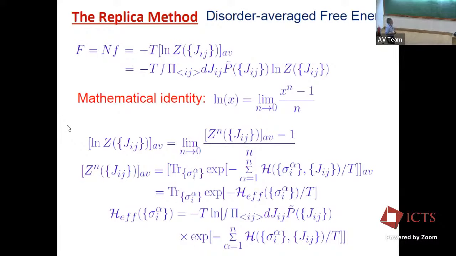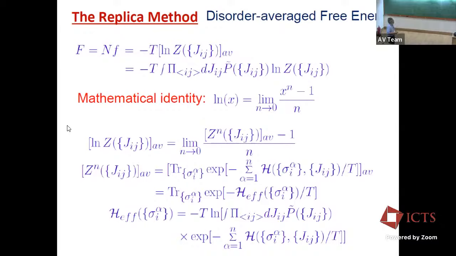And there, this mathematical identity, the replica method, was introduced to get around this problem. This is something that you can easily see for yourself. x to the n minus 1 divided by n, when you take the n going to 0 limit, gives you the log, because x to the n is exponential of n times log x. When n goes to 0, you have just n times log x, and divided by n, you get log x.